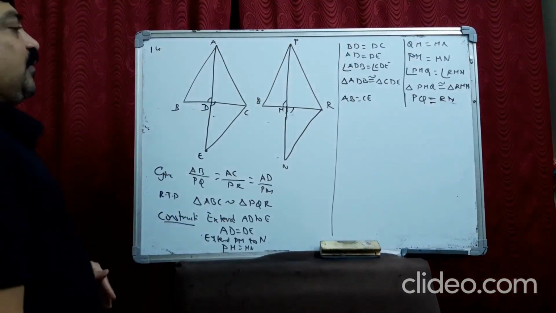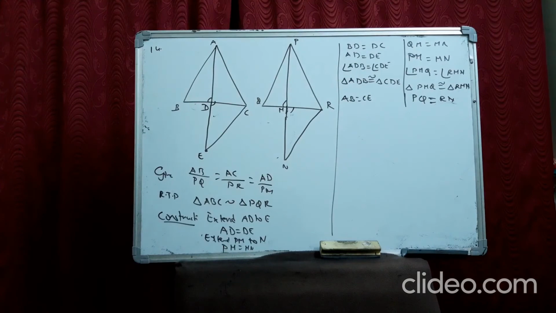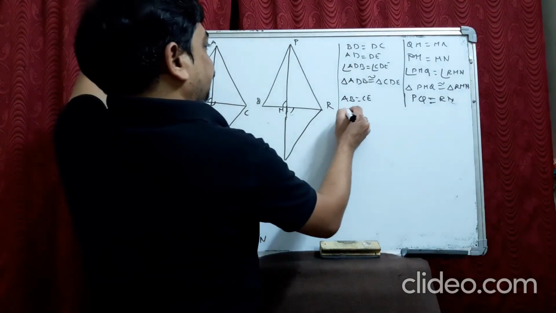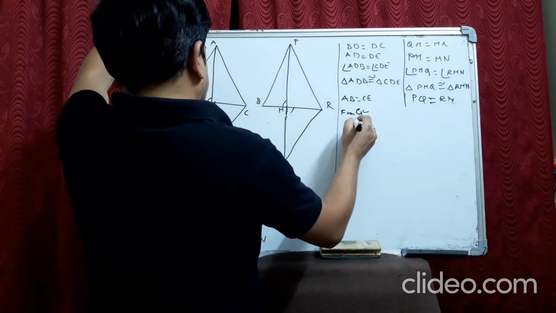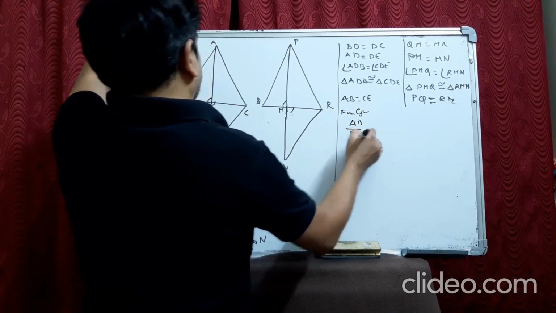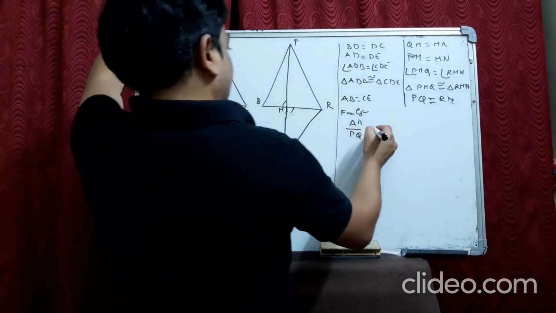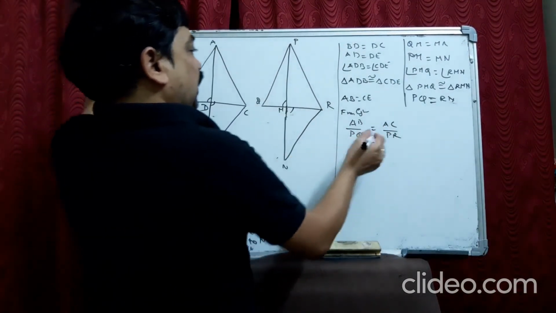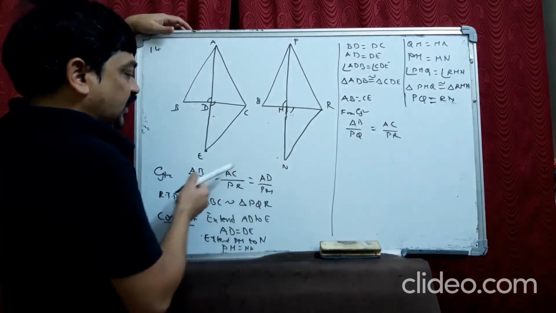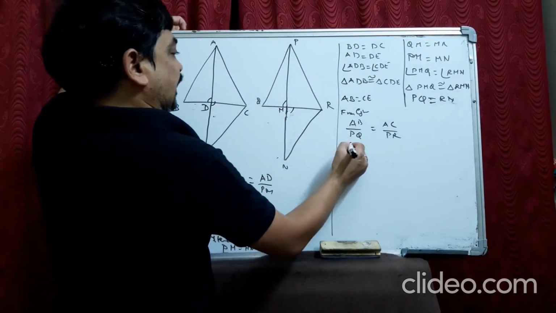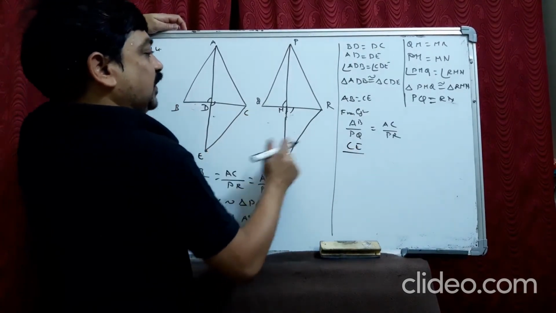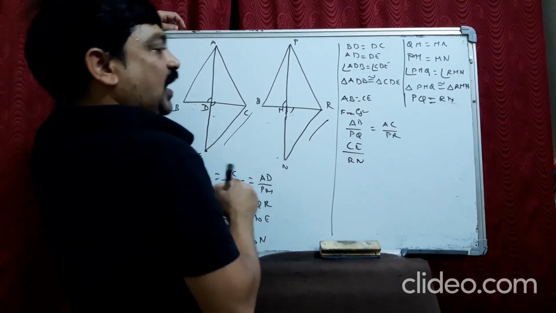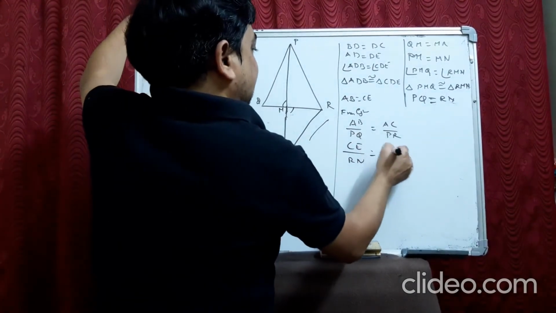Now, when I take these like this only, let us go with the given condition. It is given that AB by PQ is equal to AC by PR. Now, when you take AB by PQ equal to AC by PR, what is AB? In the place of AB, I take CE. CE by what is PQ? RN. CE by RN, and AC by PR.